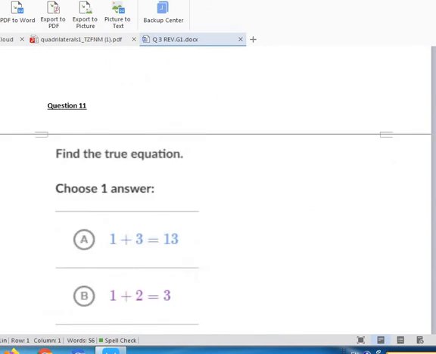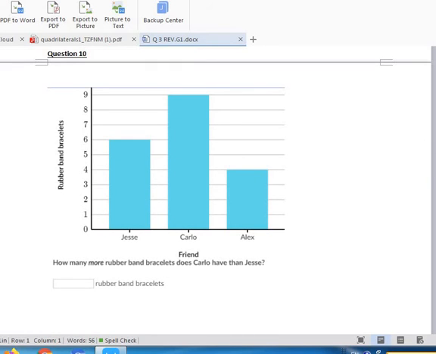Okay, here the bar graph. I have here Jessie, Carlo, Alex, and here rubber band bracelets. How many more rubber band bracelets does Carlo have than Jessie? If I go up in the bar graph, I find that Carlo has 9 and Jessie has 6. How many more bracelets does Carlo have than Jessie?